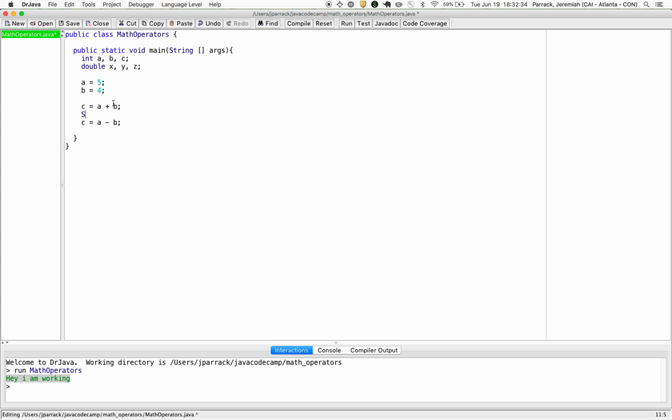So let's just make sure. Let's print this value out in the console so we can see. So system.out.println, and let's print out C right here. Don't forget the semicolon, and let's print it out again because we changed it right here.